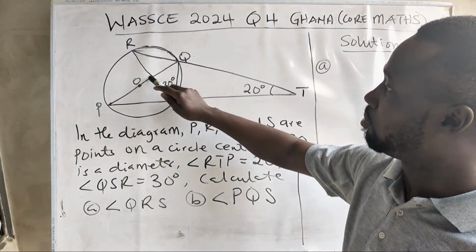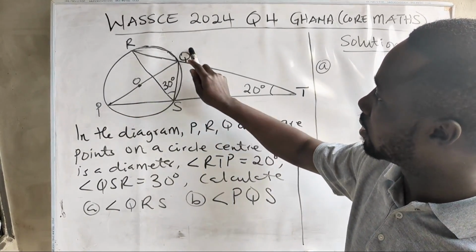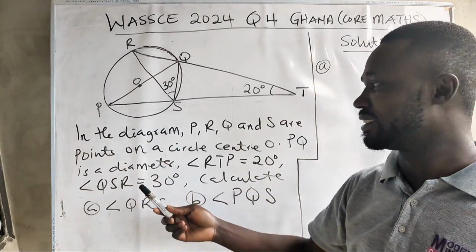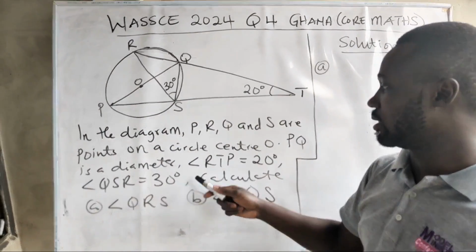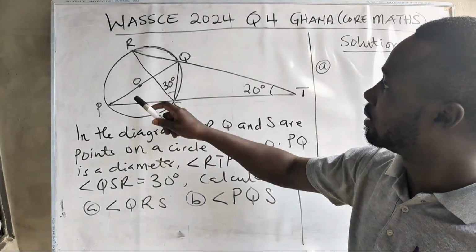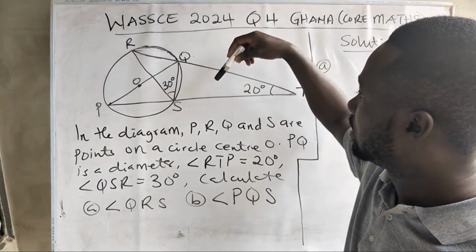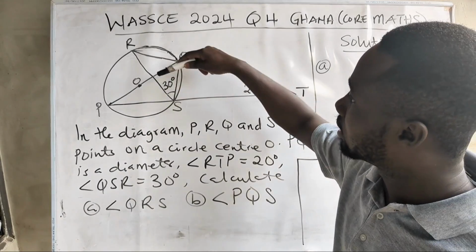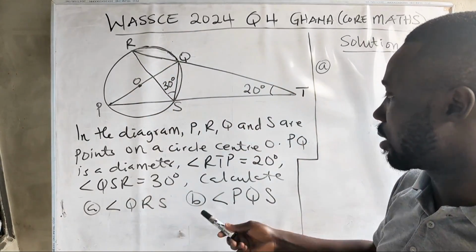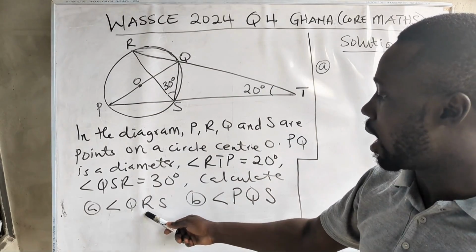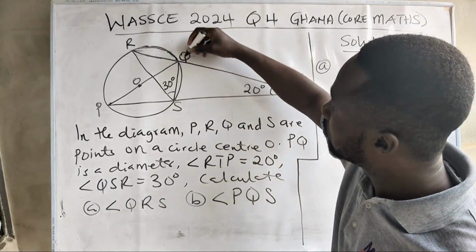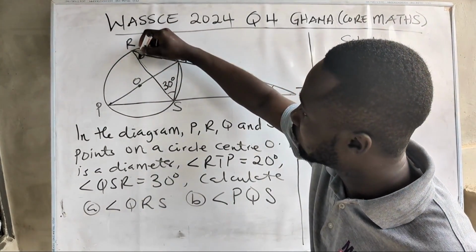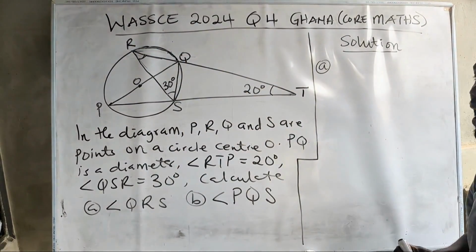It means that since the line PQ is passing through the center, this particular line will be the diameter. Even the question has stated it: PQ is a diameter. Angle RTP is 20 degrees. QSR is 30. Calculate angle QRS. So we are supposed to calculate that particular angle there.